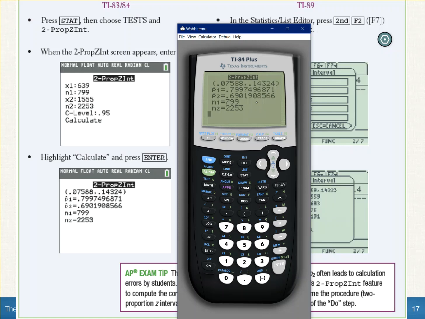But make sure you can tell what test we're doing here. It's a two proportion z interval. That's what the name of this thing is called. And then specify all the values that you used. Now, where did these numbers come from? You might be wondering, I can see where the 799 and 2253 come from, but where do x1 and x2 come from?